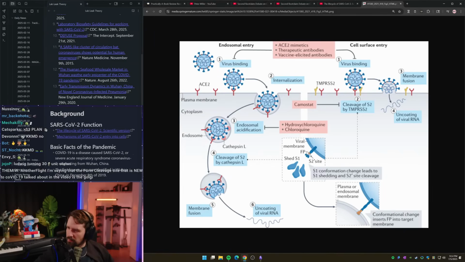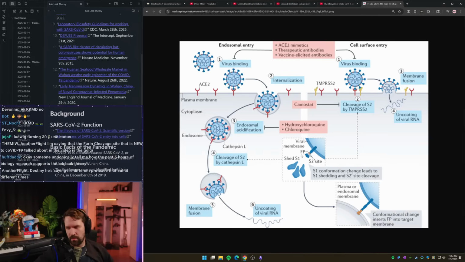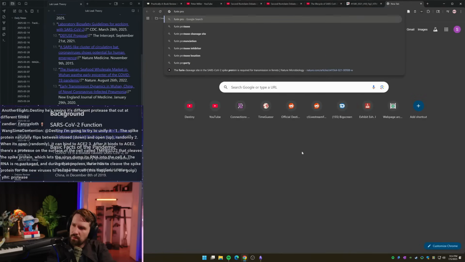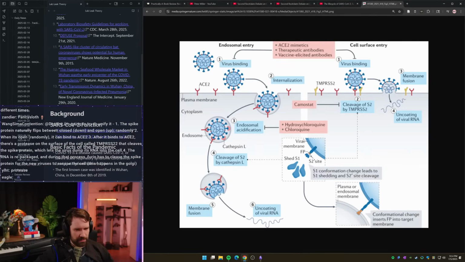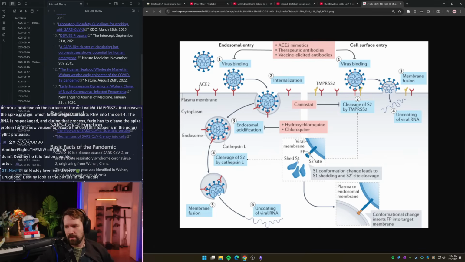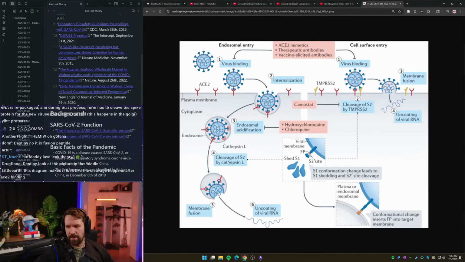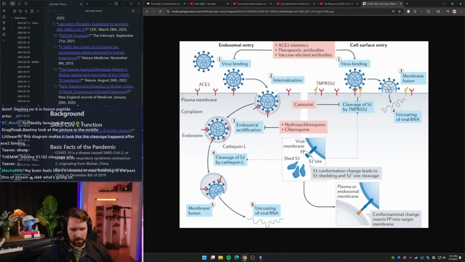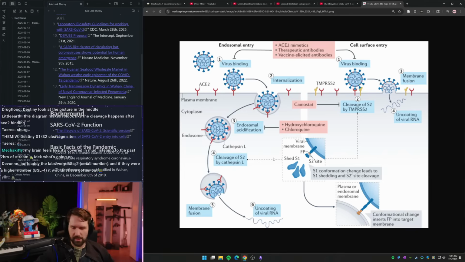Actually, wait. This is saying the S2 site is here. It sheds the S1. FP, is that Furin? That's Furin protease, isn't it? Wait, is this not saying exactly what we said the whole time? So Furin protease comes here and cuts, and this is the shedding of the S1 subunit of the spike protein, and then this cathepsin or whatever is causing the fusion into the membrane. Oh no, it is fusion peptide. It's not Furin protease?